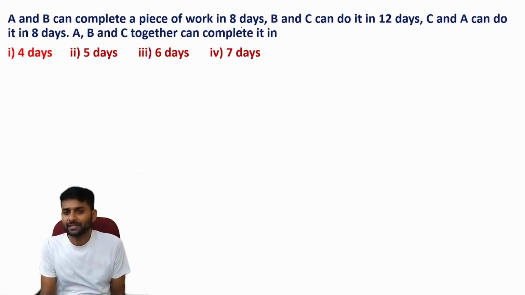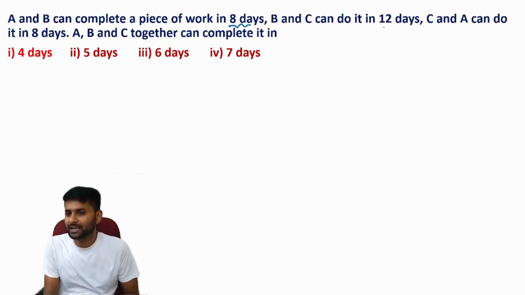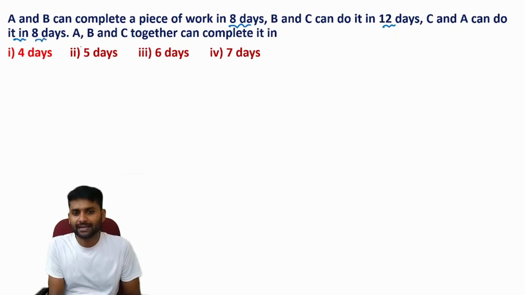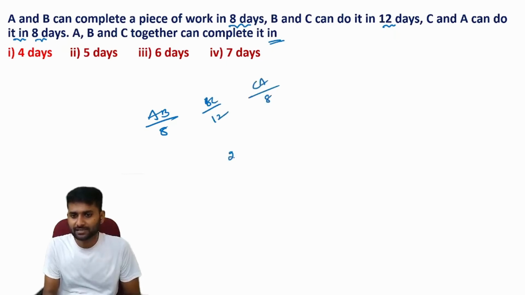AB can complete a piece of work in 8 days. BC can do the same work in 12 days. CA can do the same work in 8 days. ABC together in how many days? AB 8 days, BC 12 days, CA 8 days. The total work is exactly equal to 24 units. Efficiency of AB 3, BC is 2, CA is 3.